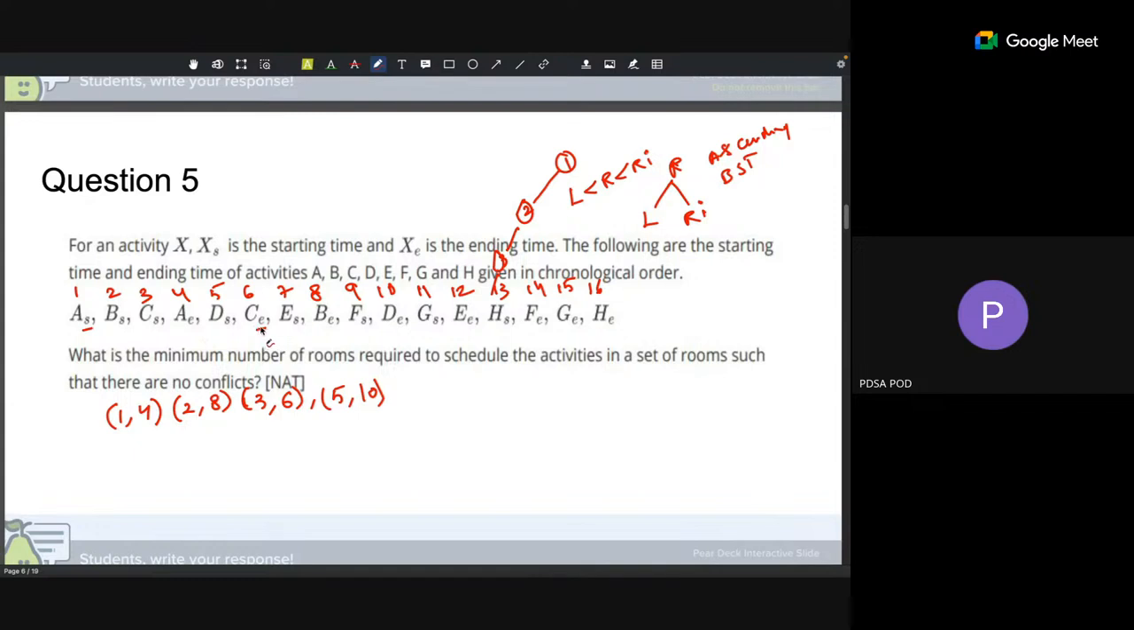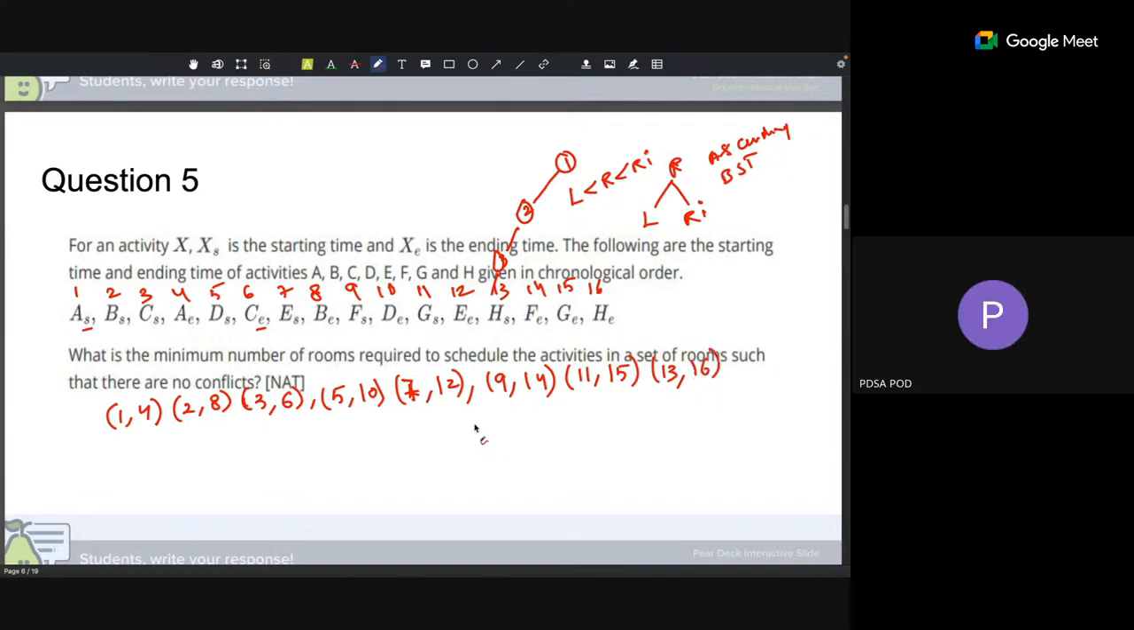Then D is over. E started with 7 and ended with 12. Then E is over. F started with 9 and ended with 14. After that, G started with 11 and ended with 15. H started with 13 and ended with 16.